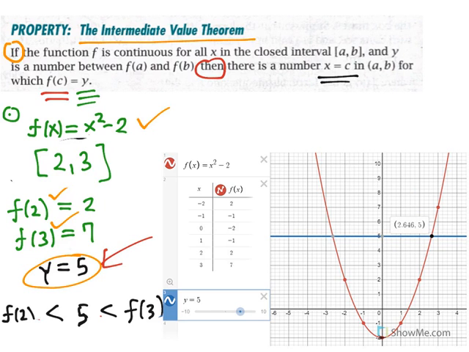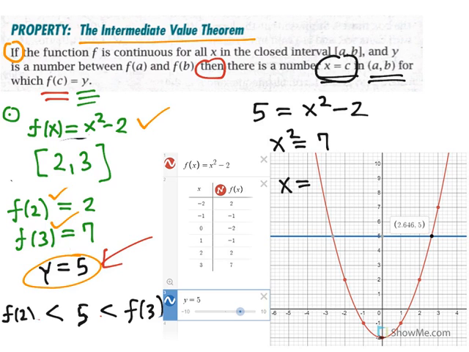You could also find that value of c guaranteed by the intermediate value theorem by setting your function equal to 5 and solving for x. If you were to do that, you would add 2 to both sides of the equation, giving you x squared is equal to 7, and then you would take the positive square root of 7 because we want to find an x value between positive 2 and positive 3 such that the y value will be 5. So you would take the positive square root of 7, and that would give you 2.646, approximately 2.646.